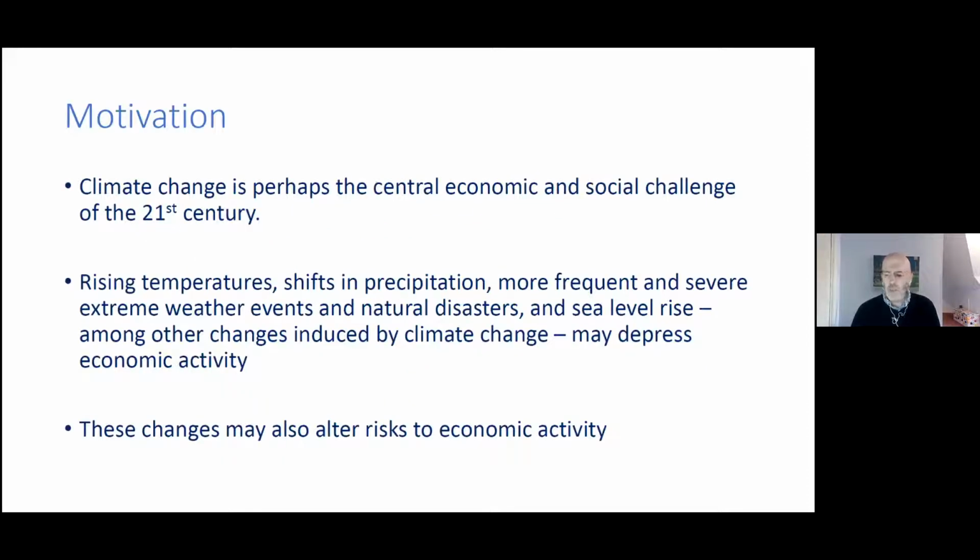So let's start with the motivation for my talk. And, based on the conversation over the last day and then continuing this morning, I don't think the motivation is very, very difficult for this audience. Climate change is perhaps the central economic and social challenge of the 21st century. Right? It will affect the lives of everyone on the planet.